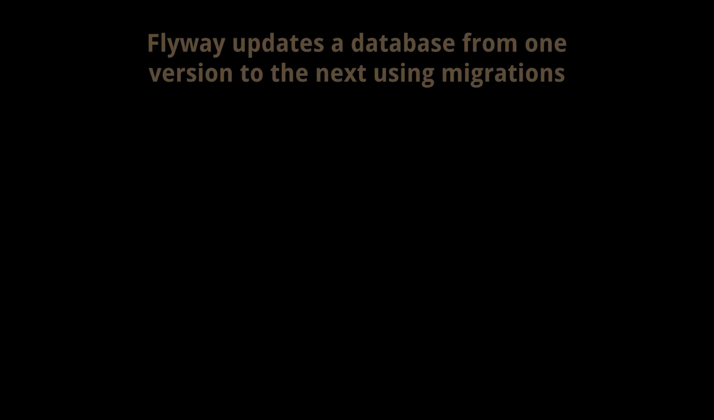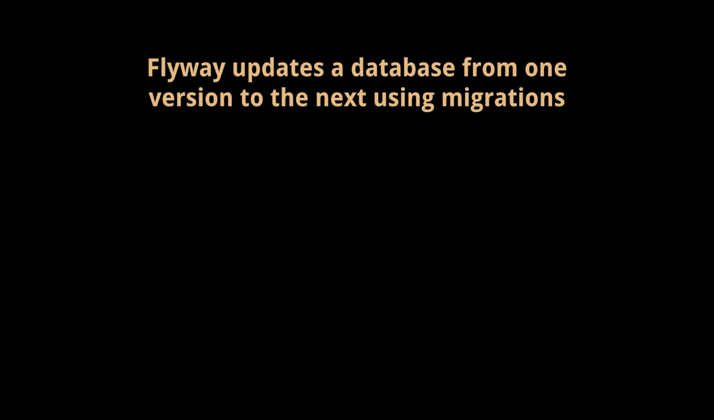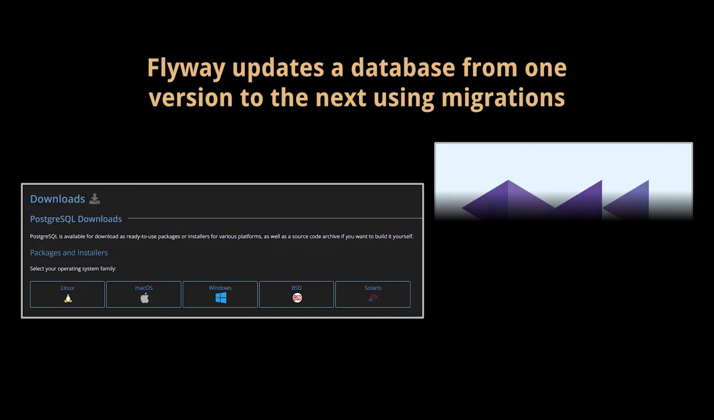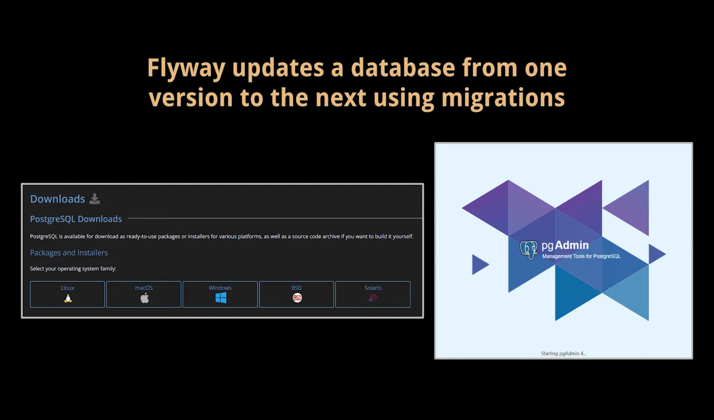You see, Flyway updates a database from one version to the next using migrations. We can write migration schemas either in SQL with database-specific syntax, which is what we're going to do in this video, or in Java for advanced database transformations. To make use of Postgres locally, we'll need to install it. I'm not going to go through that here because it is a straightforward installation, but I'll leave the link to Postgres downloads page in the card above. Make sure to install pgAdmin alongside Postgres Server, which is an open source administration and development platform for PostgreSQL.